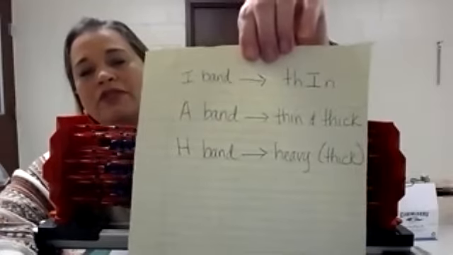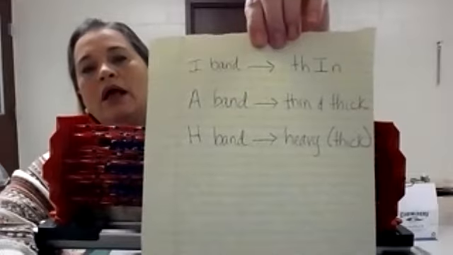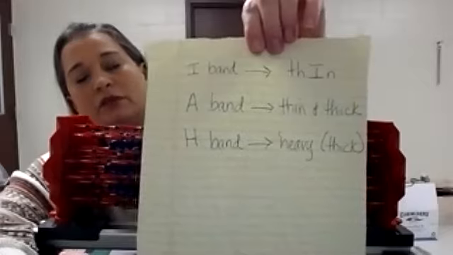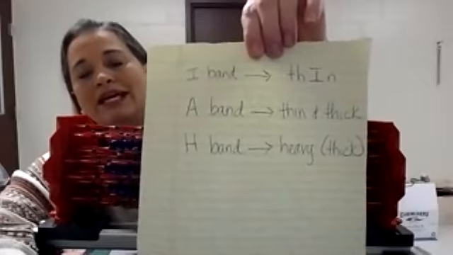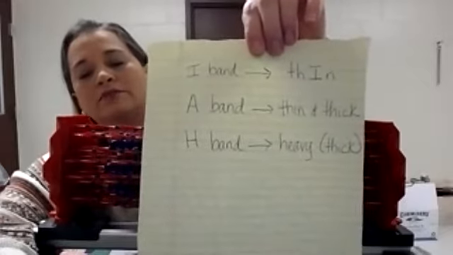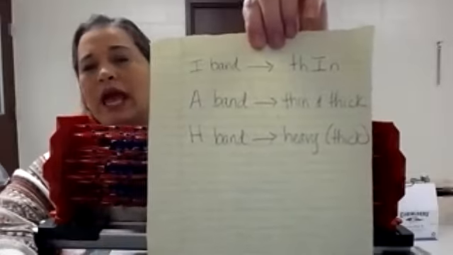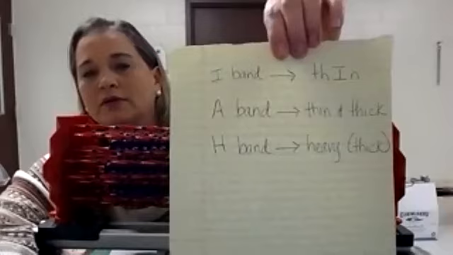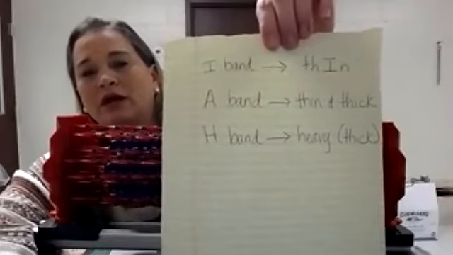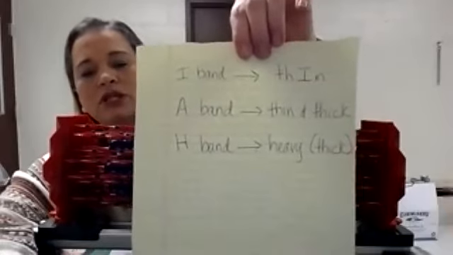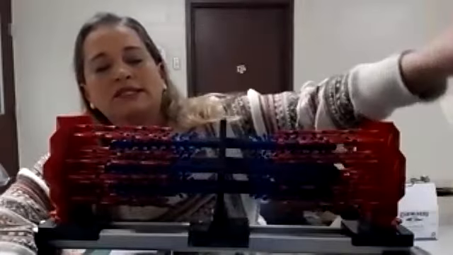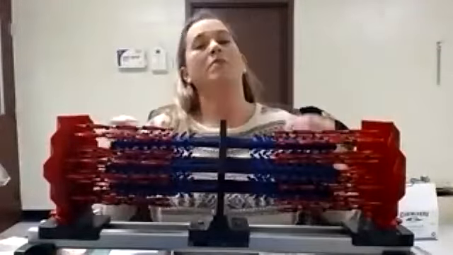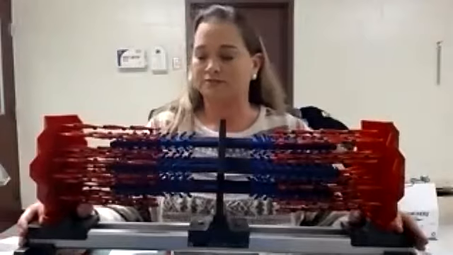The A band, you're going to think and, A-N-D, because this has thin and thick filaments, okay? So the A band has thick and thin filaments. The H band, if you're thinking H like heavy, the thick filaments will always be heavier than the thin filaments. So your H band has thick filaments only, okay? So it's just a little way of helping you remember what is in each band. Because you have to know this, remember, for your lecture and for your lab. So make sure you know what is in each band.